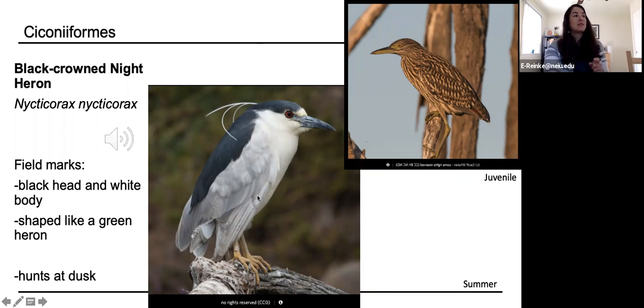So as adults, they have this black head, the black crown, and a mostly white body. And they in general are shaped like a green heron also, but you can see how different the coloring is in both the juveniles and the adults. Really, really different. And these guys are also summer, so they're going to start moving south really soon. So we're lucky we got to see them last week.